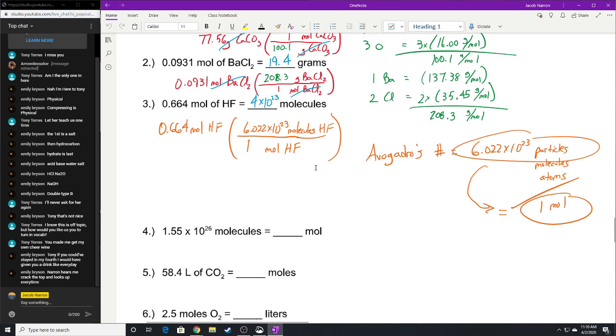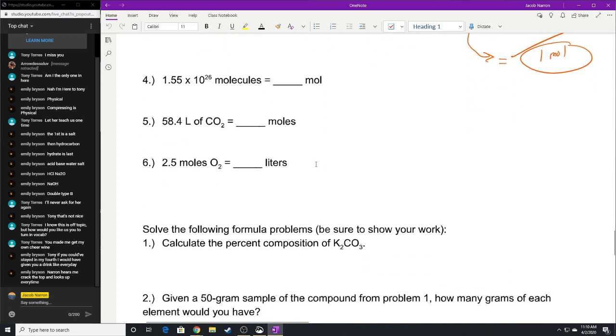Number 4 is very similar, it's just flipped. We're starting with molecules, so I'll go ahead and write that down: 1.55 times 10 to the 26th molecules. It's not telling us what it is because it doesn't matter what it is. Doesn't matter if it's brown eggs or white eggs or free-range organic farm eggs. It's still eggs. 12 is equal to a dozen. These molecules are still going to be equal to 1 mole in terms of Avogadro's number.